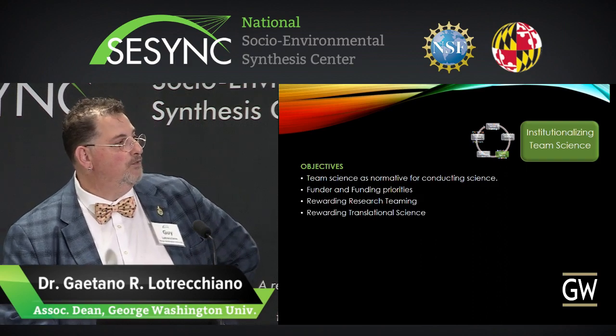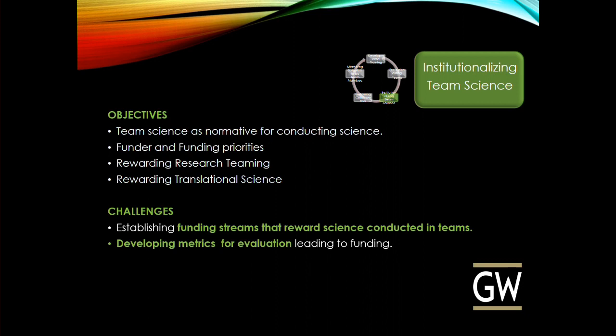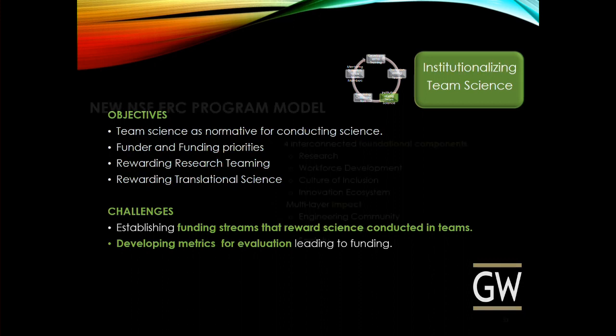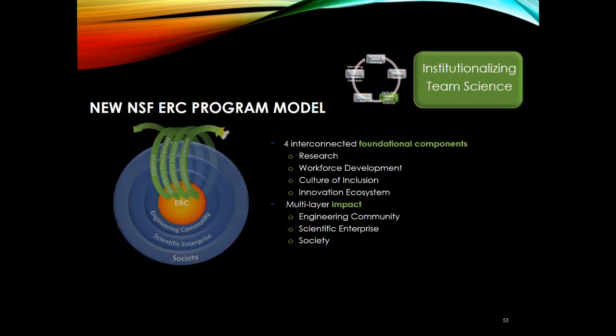Institutionalizing team science is really getting to a point where we start to normalize that that is the type of science we want to do in the institutions which we live in. We've talked about some of these issues already. And the challenges, of course, are funding streams that reward science conducted in teams. That's come up already, right? And developing metrics for evaluation that evaluate teams. This is a good example. I wasn't going to show you this. NSF, the ERC program model. Some of you may be familiar with this. That's a really good example.